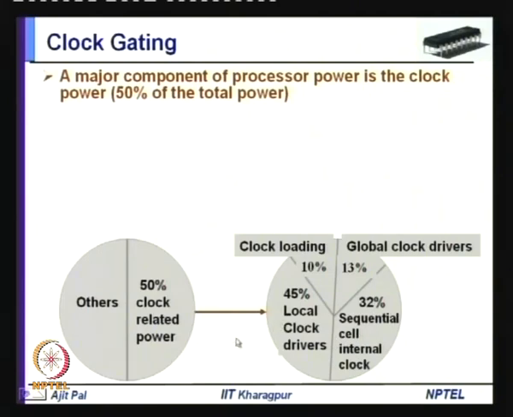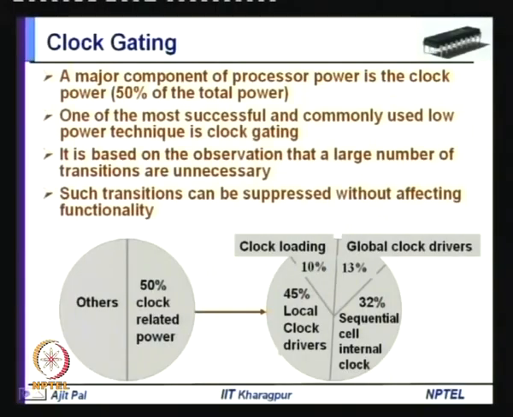So, you can see, if we can minimize the power dissipation in clock related circuits, there can be significant saving in power dissipation. This is what we shall discuss today. It has been found that this is the most successful and commonly used low power technique, widely used among digital circuit designers.